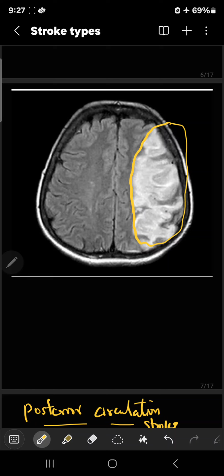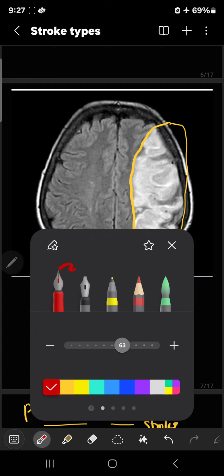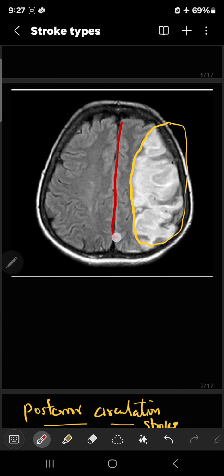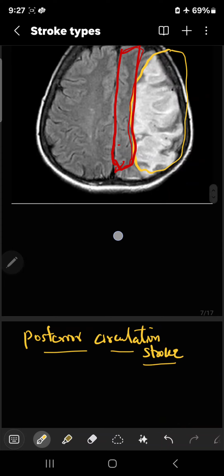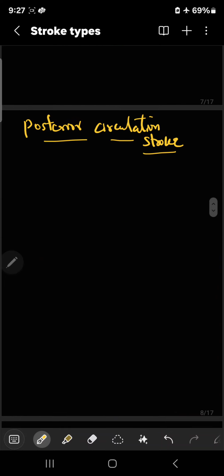So this medial part was spared. This one was the anterior part. Just now we have seen this is the middle part, right? Now we move on to the posterior circulation stroke, which will be supplied by the posterior cerebral artery.